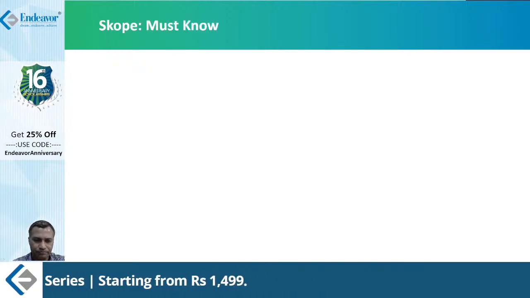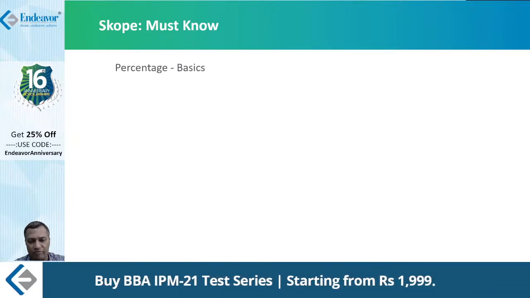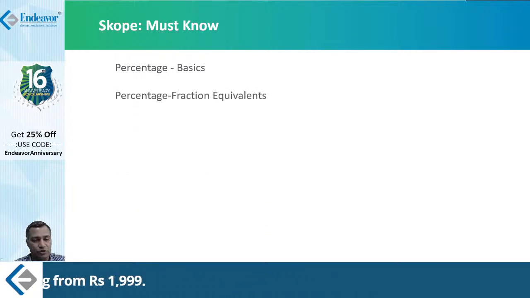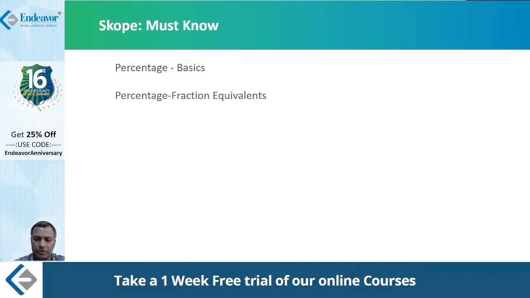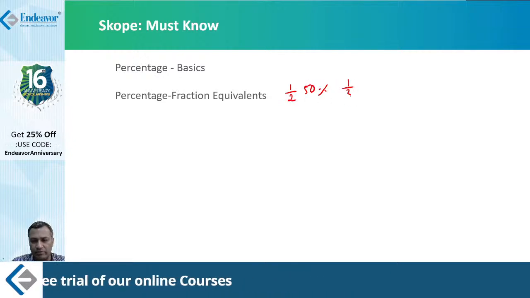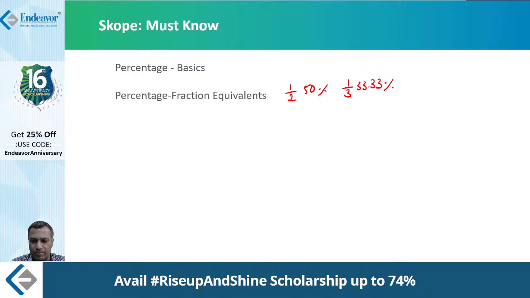Let's understand what you should know before this. As I quickly mentioned, one, you should have gone through the basics of percentage. Second, by today you should be ready with percentage fraction equivalents. What I meant by that is that 1 by 2 corresponds to 50%, 1 by 3 corresponds to 33.33%, and so on and so forth. That's the second part.